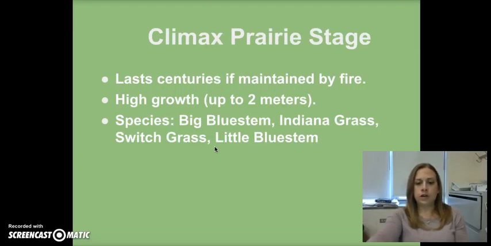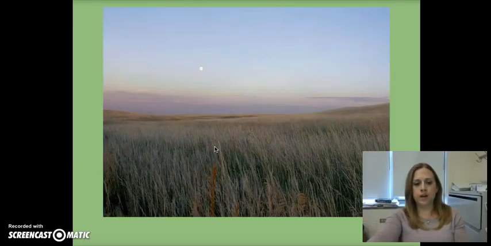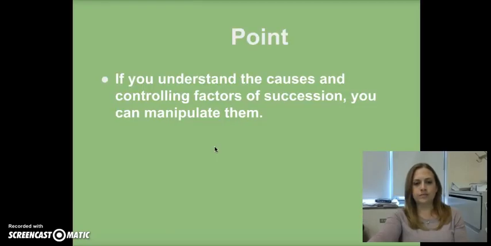Then finally you have the climax prairie stage. This could last centuries if it's maintained well by fire. You have high growth, so tall grass prairies do get very tall, up to 2 meters. You see species like big bluestem, Indiana grass, switchgrass, and you will still have little bluestem as well. And this is a very good example of what that would look like.